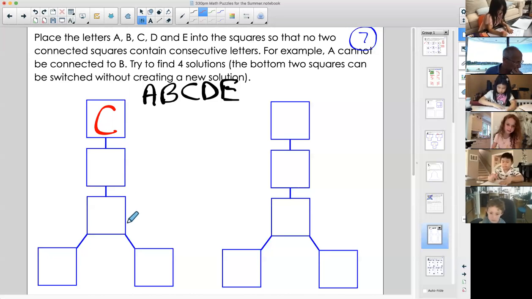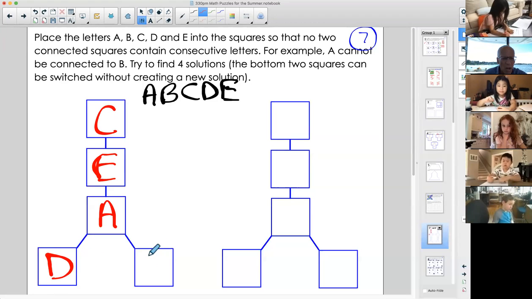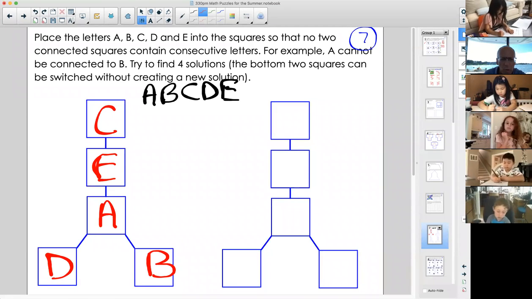Then E's next to it. Then A comes after it. Then you put D and B on the lower squares. Now, does everybody agree with every one of those moves? I agree with 4 of them. Charlotte, I agree with 4 of your moves. Can you tell me which one does not work?